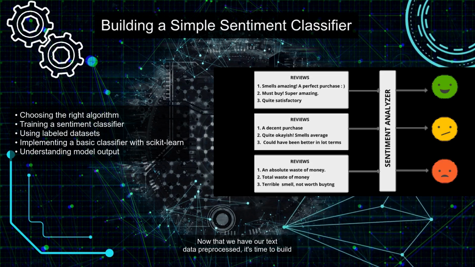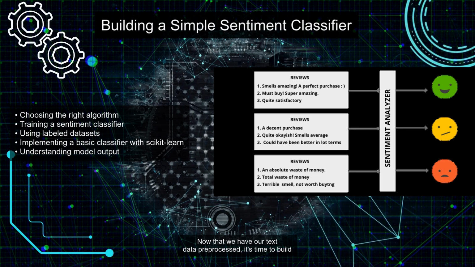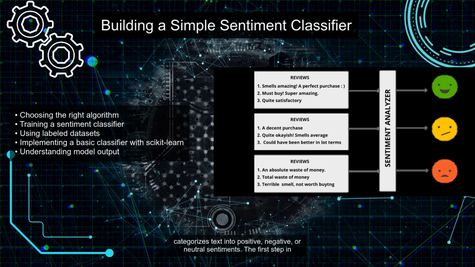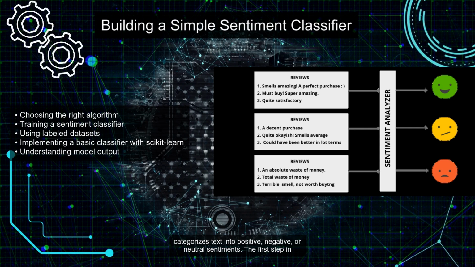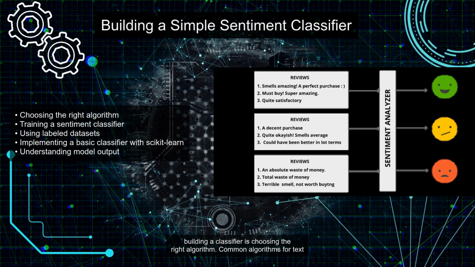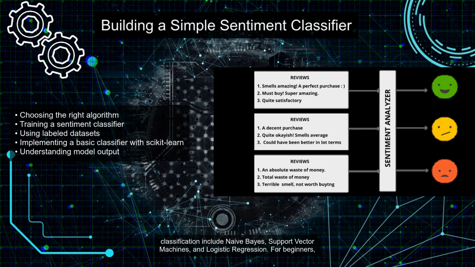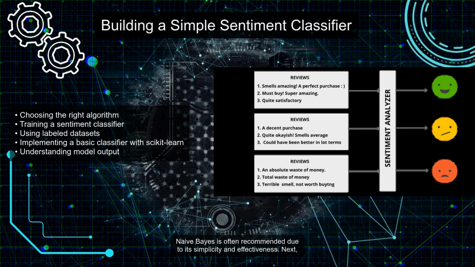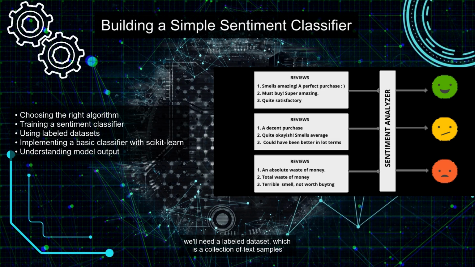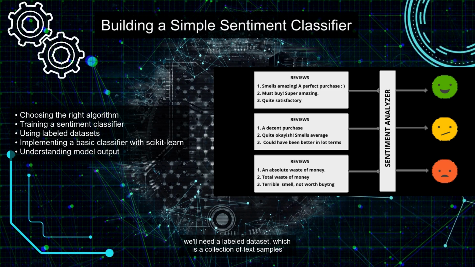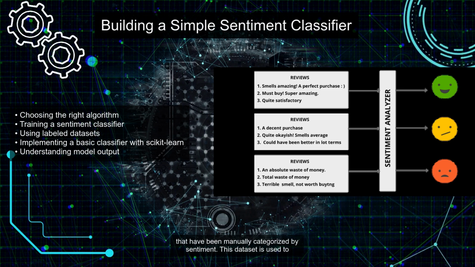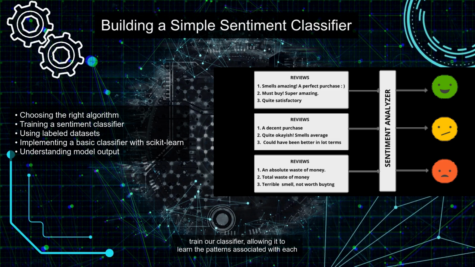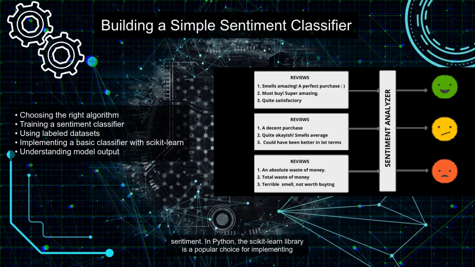Now that we have our text data preprocessed, it's time to build a sentiment classifier. A sentiment classifier is a machine learning model that categorizes text into positive, negative, or neutral sentiments. The first step in building a classifier is choosing the right algorithm. Common algorithms for text classification include naive Bayes, support vector machines, and logistic regression. For beginners, naive Bayes is often recommended due to its simplicity and effectiveness. Next, we'll need a labeled dataset, which is a collection of text samples that have been manually categorized by sentiment. This dataset is used to train our classifier, allowing it to learn the patterns associated with each sentiment.